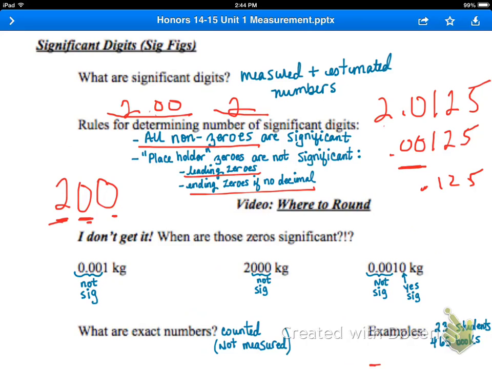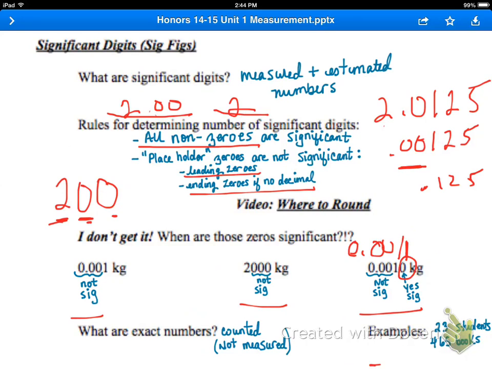Okay? So if we look at 0.001 kilograms, they're leading zeros, so they are not significant. Here I have no decimal place, 2,000 kilograms. They are ending zeros, so they are not significant. Okay? If I look at this number, the leading zeros are not significant. Now the ending zero is significant, because you got to ask yourself, why was this zero written? If it's not significant, I wouldn't write it. Okay?